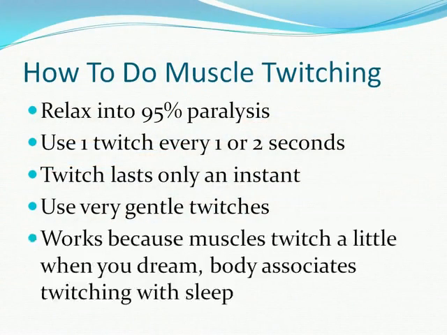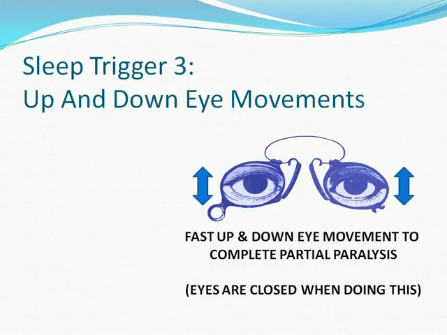Probably the reason this works is when you dream you try to move your muscles, but sleep paralysis prevents you from moving. However, you do move your muscles just a little bit when dreaming, which causes muscle twitching. This means that the body associates muscle twitching with deep sleep, so one way to mimic deep sleep is to use muscle twitching. The third sleep trigger is up and down eye movements.